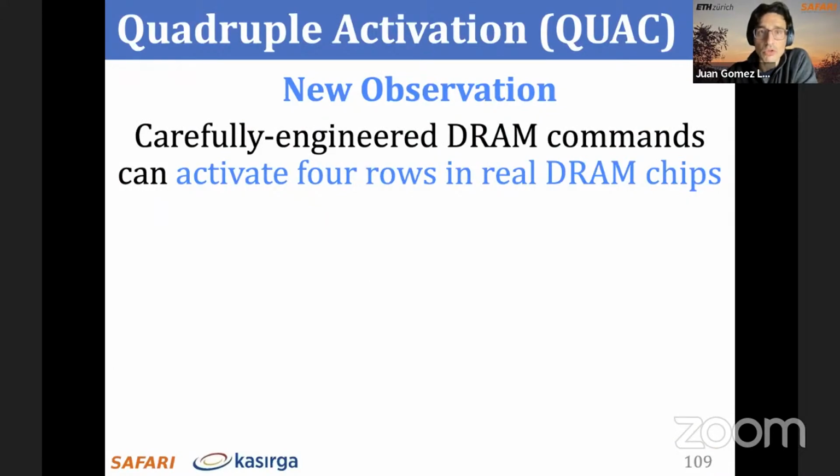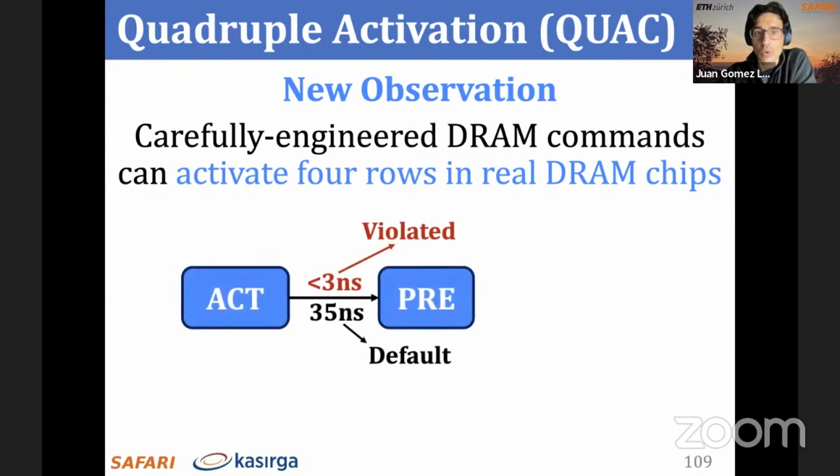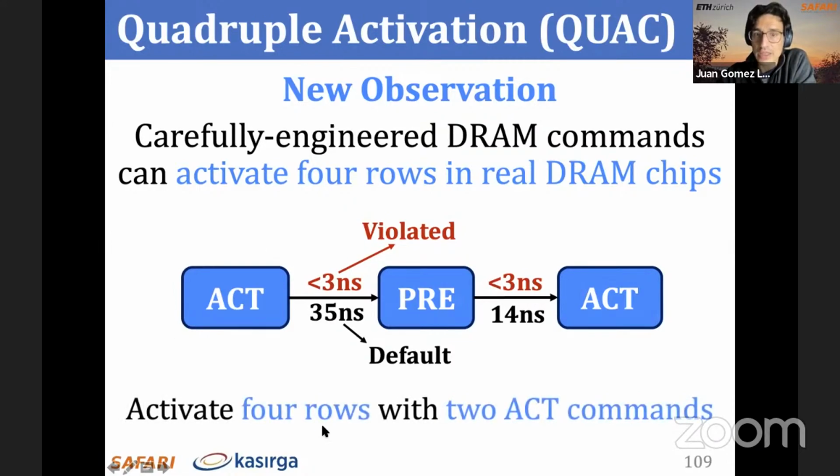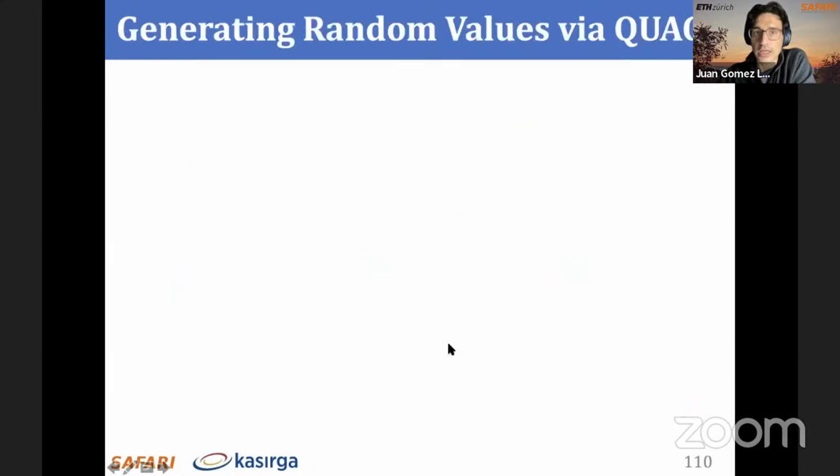And more recently, another proposal from our group also generates random numbers by using similar ideas to those exploited in the ComputeDRAM paper that I mentioned before. The observation here is that carefully engineered DRAM commands can activate 4 rows in real DRAM chips. When reducing the timing parameters, the latency between an activate and a precharge command and the next activate command, using violating timing parameters, it's possible to activate 4 rows with these 2 activate commands.